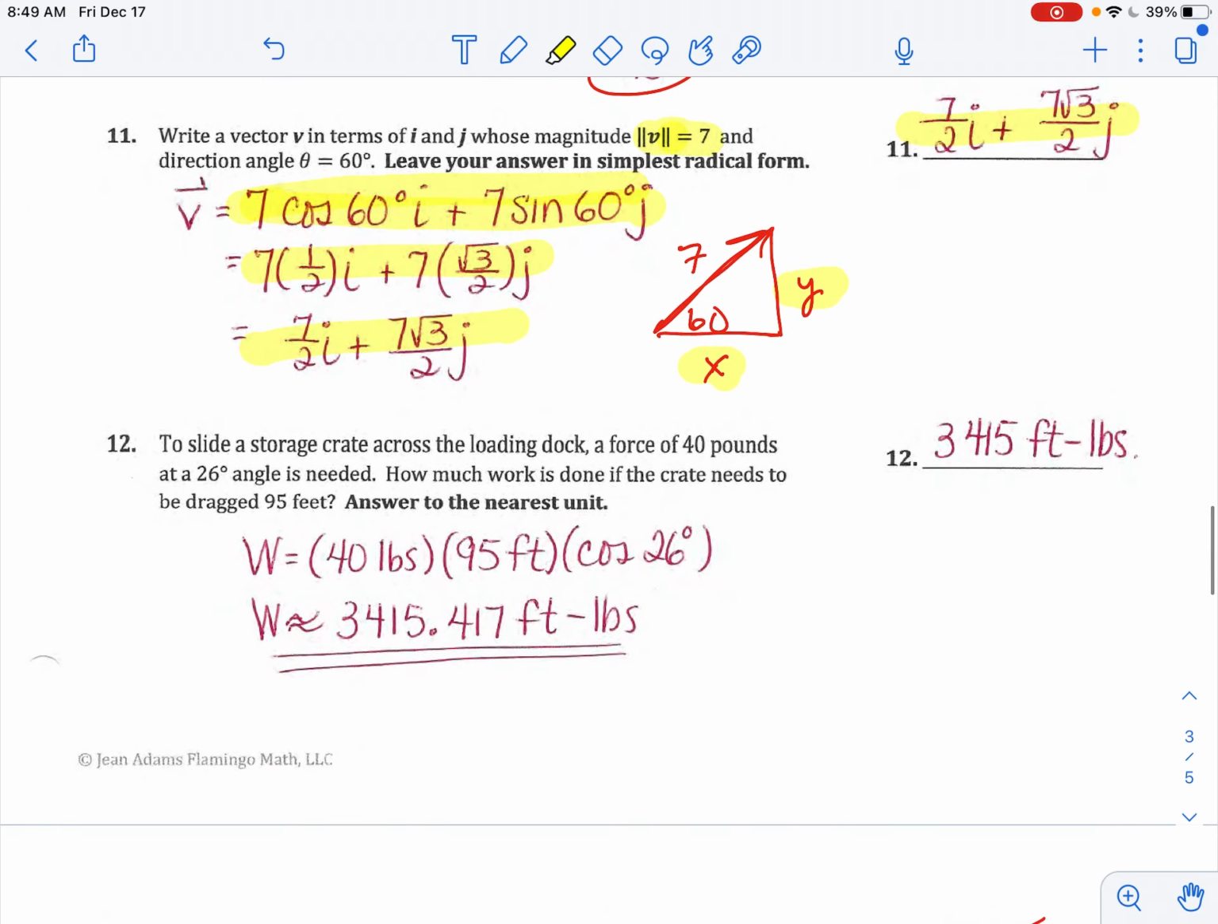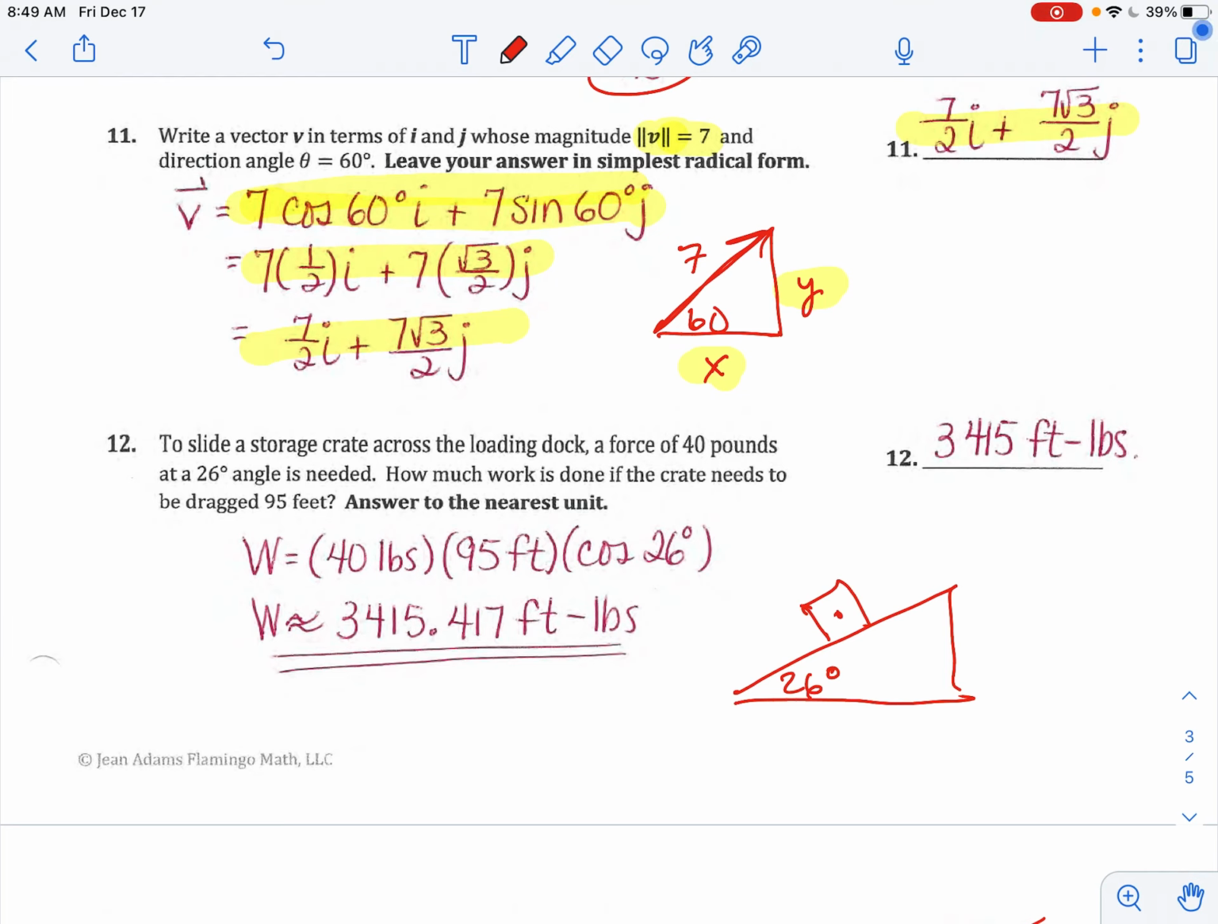Okay. Number 12, to slide a storage box across a loading dock with a force of 40 pounds at an angle of 26 degrees. So if we draw our little box here like this, okay, so I have a box here. It's 26 degrees. This is 26 degrees here. Okay, how much work needs to be done to have it drug up the thing?